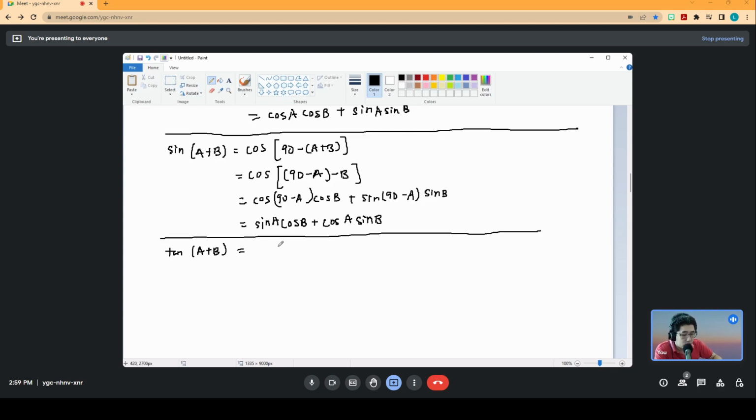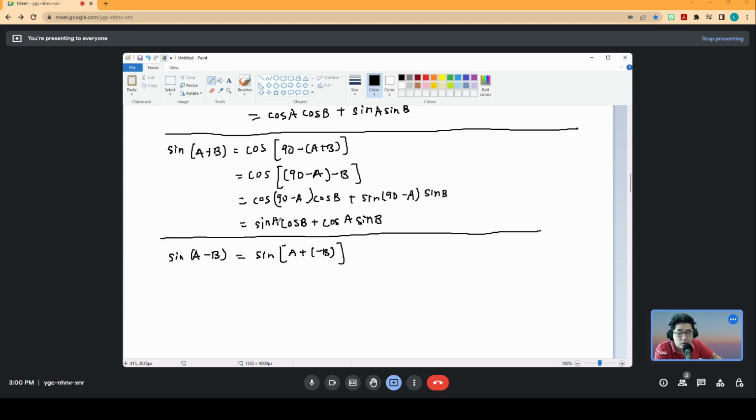Tangent, oh sorry, not tangent. I think too fast already. Sine of A minus B first. Sine of A minus B. Okay, we can trick it the same way by using the cos that we have above. So sine of A plus negative B.